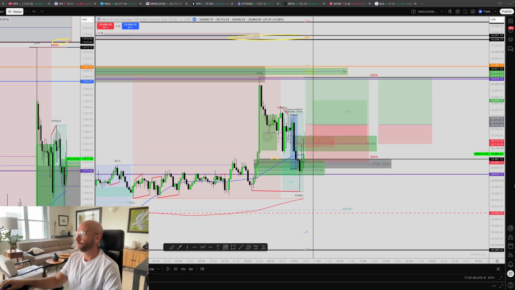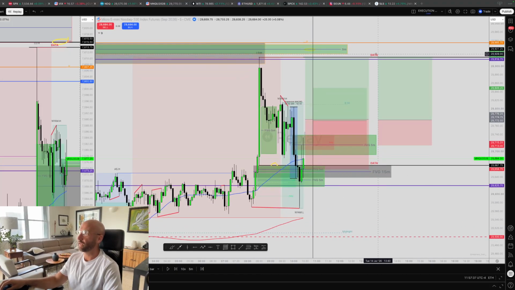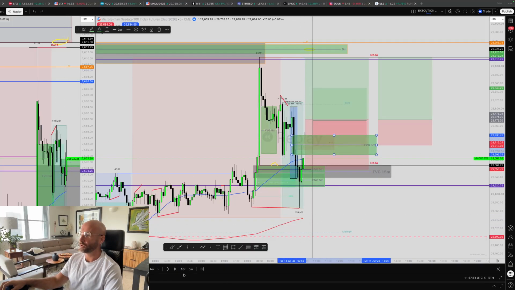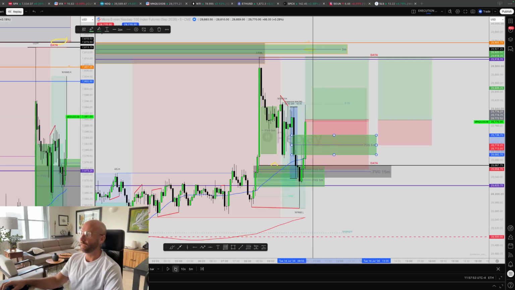But I wanted to see, if we look here, we have our data high up here, our data low here from the CPI release. Really, what I wanted to see was one of these extremes getting hit before I had confidence to go for the opposing draw. So with that, here's a 5-minute inversion here. And this was my first trade. So this was trade one, targeting data highs.